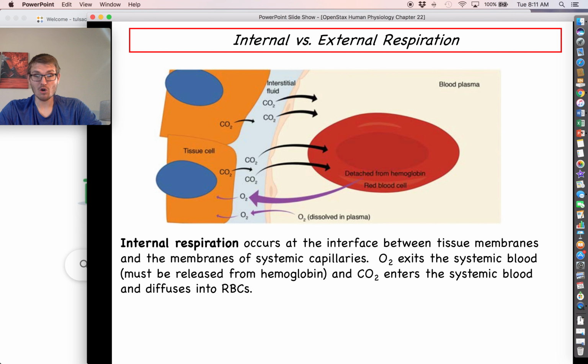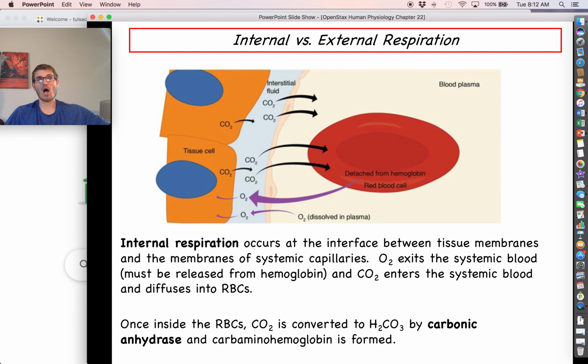And then for internal respiration, this is describing the gas exchange that occurs in the systemic circuit. So here, it's going to be just the opposite. Oxygen that is carried by hemoglobin is going to respond to a great influx of carbon dioxide, which will bind to the hemoglobin, decrease the affinity hemoglobin has for oxygen, and the oxygen will now be free to dissociate from hemoglobin and diffuse into the systemic tissues.